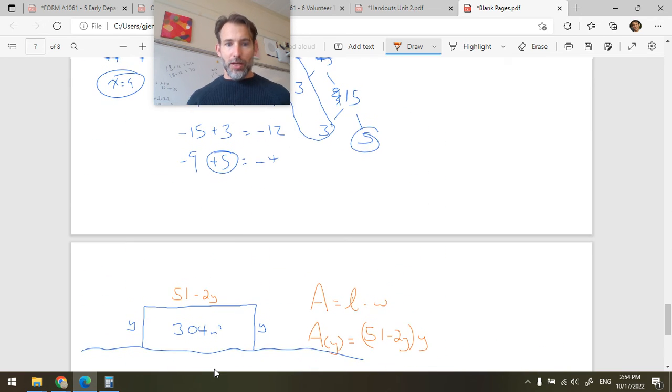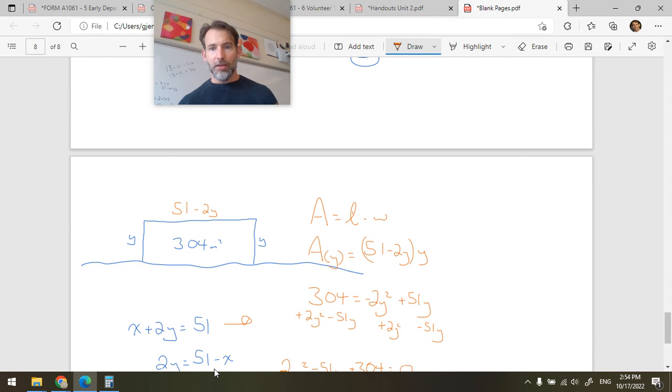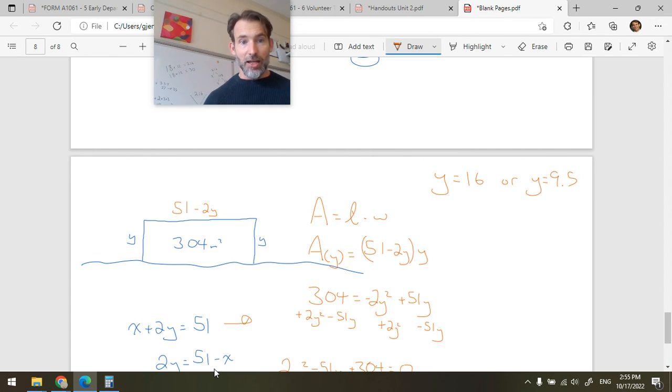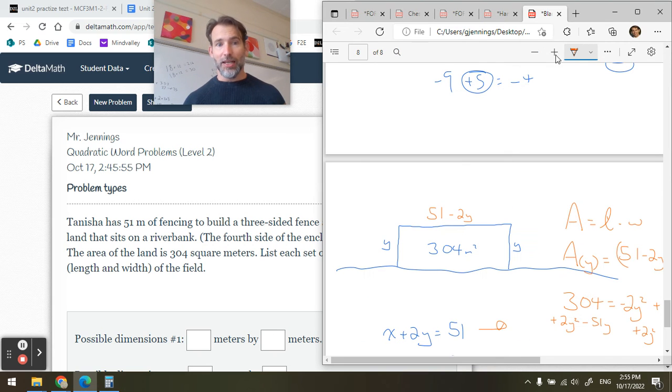So let's take our two answers up here, and we're going to write them down. y equals 16, or, and let's not write 19 over 2. Let's use a decimal because it's meters. y is equal to 9.5. All right. So those are the two possibilities for there and there and there. All right. So let's input them into Desmos and see if it likes it.